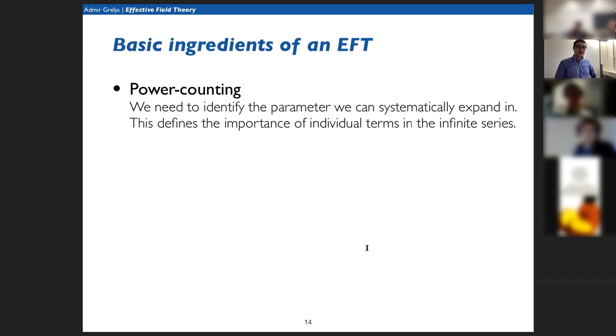So what are the basic ingredients of an effective field theory? The first thing is power counting. It's basically to identify the scale separation in your problem, so to identify the parameter in which you are expanding. This power counting is important because when you make the expansion, you're doing some perturbation, you will have an infinite series. And then you will be able to identify the terms in the series, to power count the different terms and to identify the importance of an individual term.